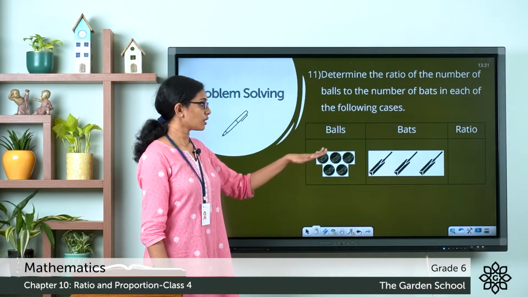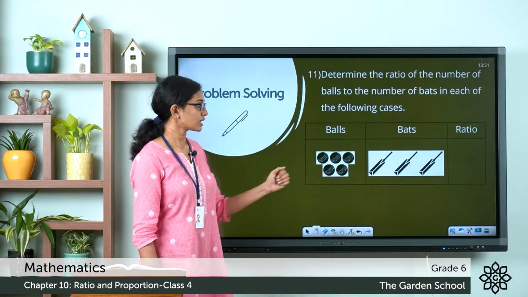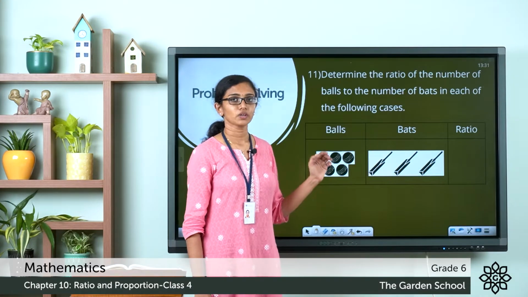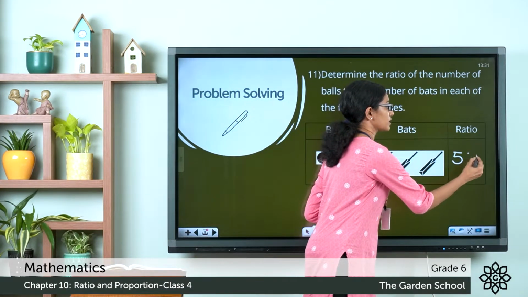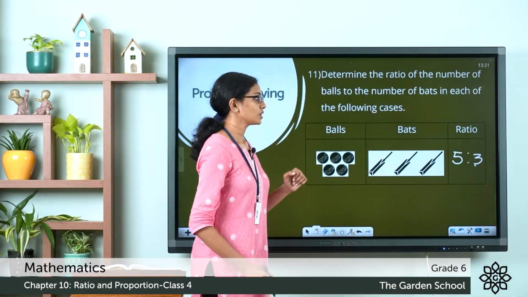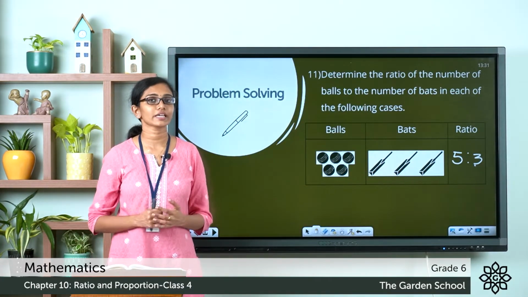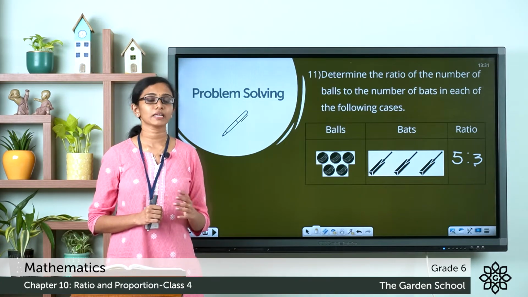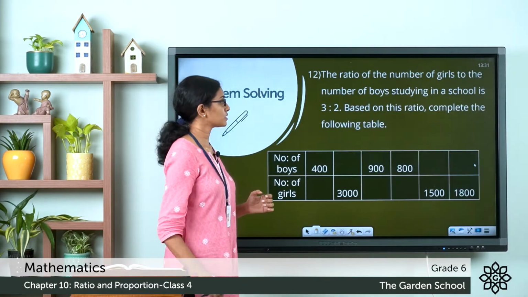of bats. So how many balls are here? There are 5 balls shown here in this column and there are 3 bats given here. So the corresponding ratio will be equal to 5:3. So you have to write the ratio corresponding to each of the other 3 cases shown here and complete the table. Let's see the next question now, question number 12.